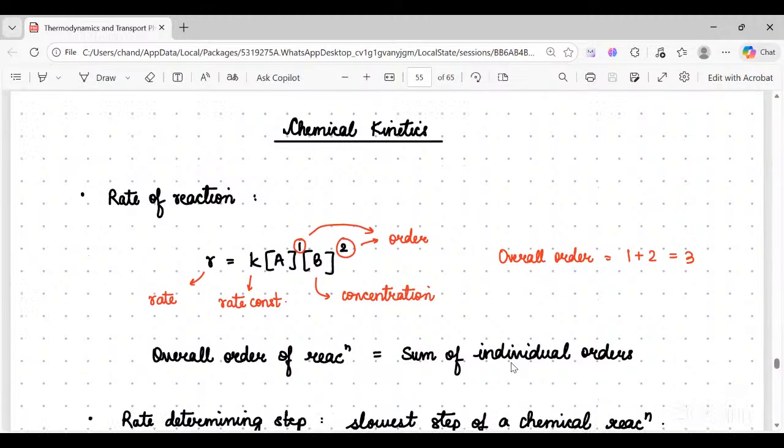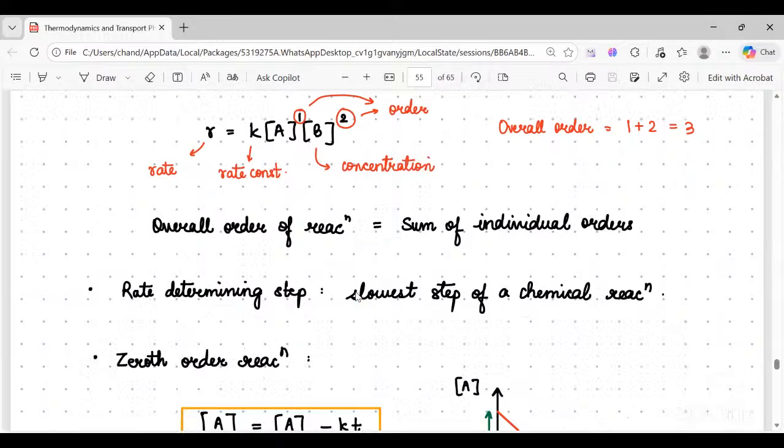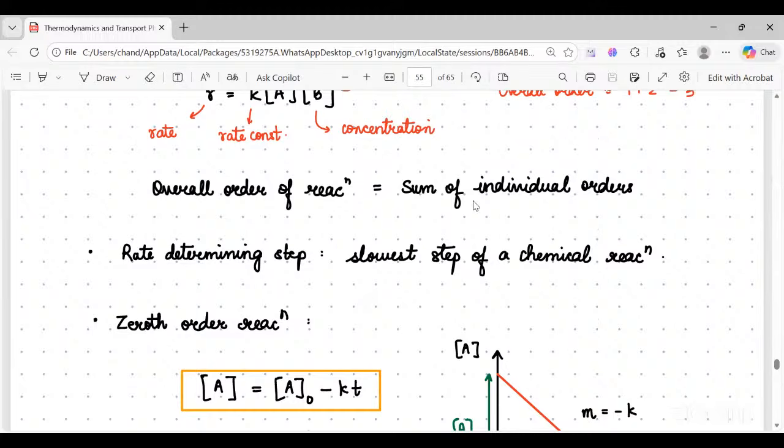Let us see chemical kinetics. The rate of a reaction R is equal to K into A to the power 1, B to the power 2. These both combined are called the order of a reaction. If I ask the individual order of B, it is 2. The individual order of A is 1. So the combined overall order of the reaction is 3. K is the rate constant, R is the rate, and A and B are concentrations. So the overall order is the sum of all individual orders.